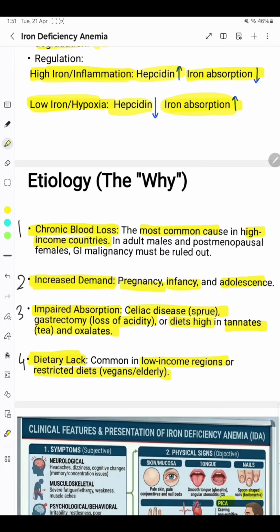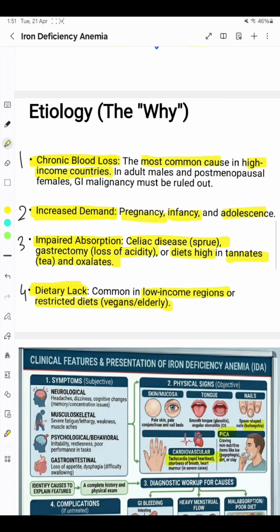Now we will see the etiology behind the development of iron deficiency anemia. There are four main categories for iron deficiency anemia etiology. First is chronic blood loss due to any reason. This is the most common cause in high income countries. Whenever any adult male or postmenopausal female comes with the complaint or findings of iron deficiency anemia, we must rule out GI malignancy.